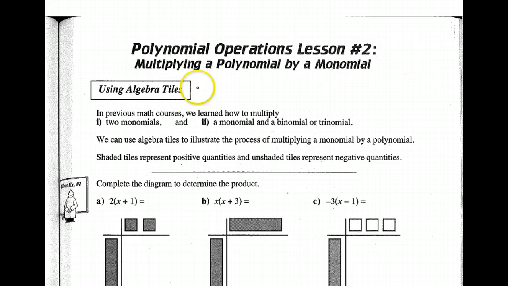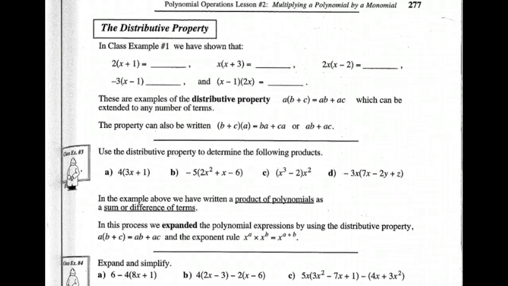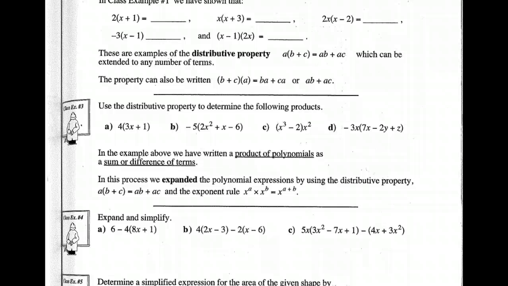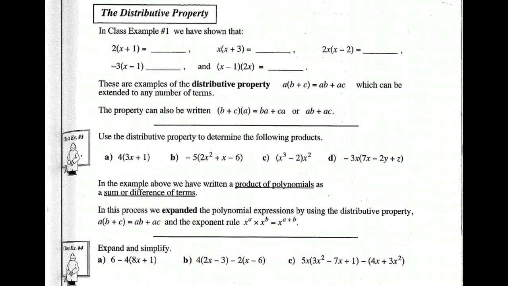So we'll skip the algebra tile section. We'll do all the algebra tile stuff at the end of the unit. So go right down to the second page here, and I'm just going to highlight the distributive property, which is the rule that we're going to use to do this multiplication.